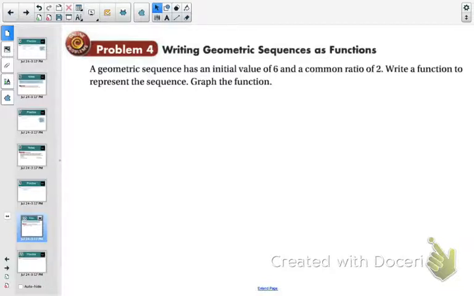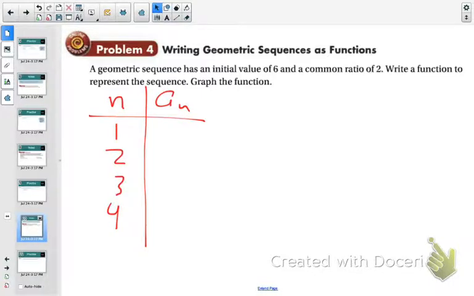Okay, so basically when it tells you to write the function, we want to plot it out first, so we can write n, and then an here. So we want it the first, second, third, fourth, fifth term, etc. It says our initial value is 6, so that's going to go in for A1. And then your ratio is 2, so you're just going to double it every time. So 12, 24, 48, 96. And then we want to write the function. So how can we do this?